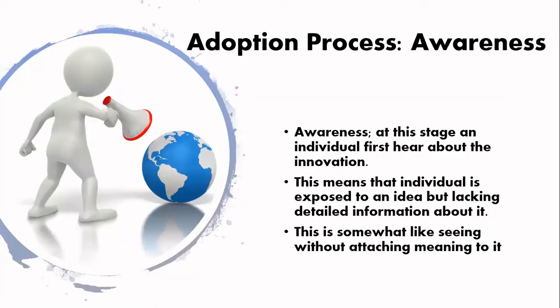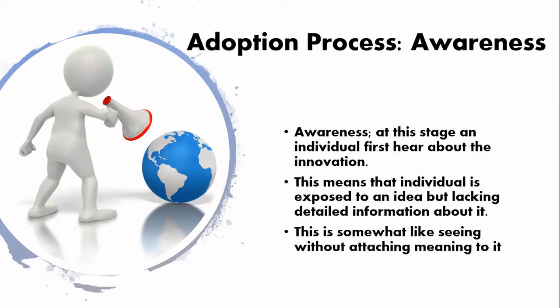In the adoption process, the first stage is awareness, right? Awareness is the stage where an individual first hears about the innovation. The very first touch of the technology is called awareness. This means the individual is exposed to an idea but lacks the details. He doesn't have a vast understanding of how it functions, what the positives and drawbacks are, and how it can be used in the field. So he has some idea. It's called awareness, the very first stage, but he doesn't have details.